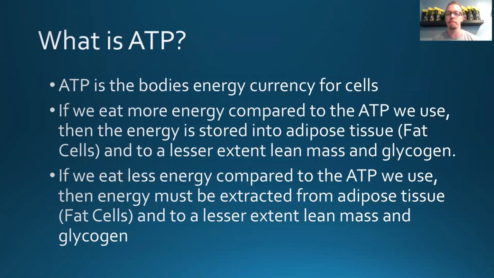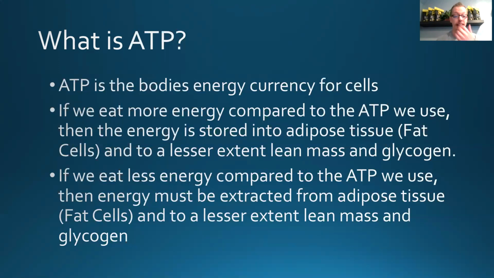What is ATP? It's the body's currency for cells, cell function, like I just mentioned before. If we eat more energy compared to the ATP that our body is using, then that excess energy from the food that we're extracting with our metabolism is stored into adipose tissue, which is basically fat, and to a lesser extent, lean mass and glycogen. Glycogen is stored sugars in your muscles and your liver as well.